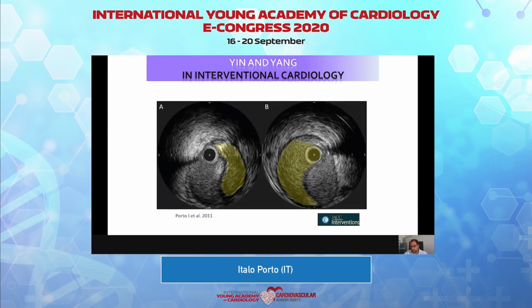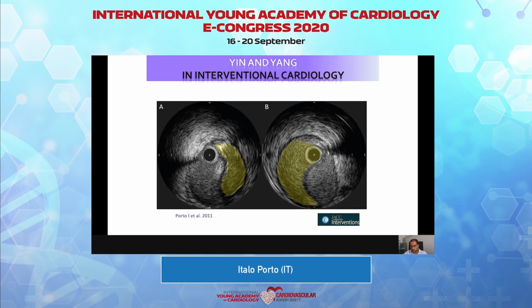IVUS picture. In this case, we can see that the IVUS probe and the wire on which the IVUS probe is mounted is in a lumen which is not the true lumen. You can clearly see that the external elastic lamina, this black membrane which differentiates the media from the intima, is continuous in this lumen. It is not in this other lumen. So the probe is in the false lumen.